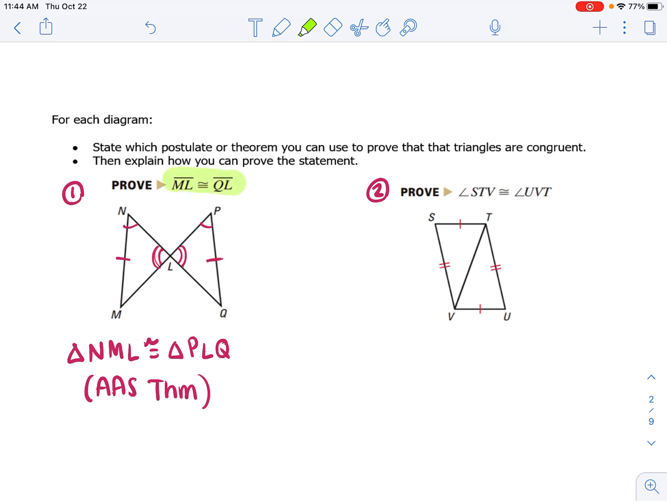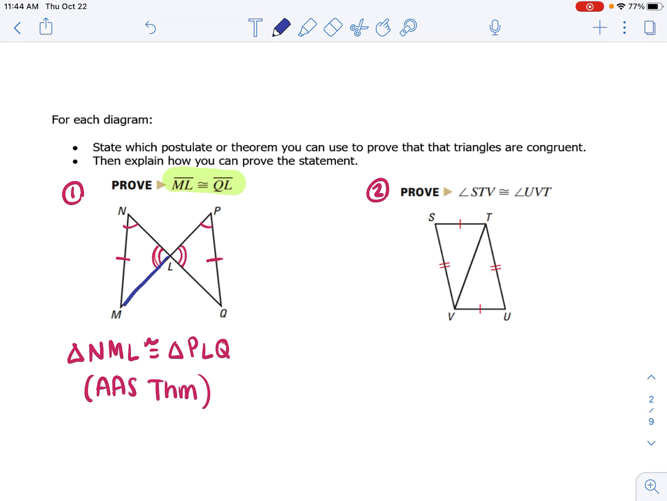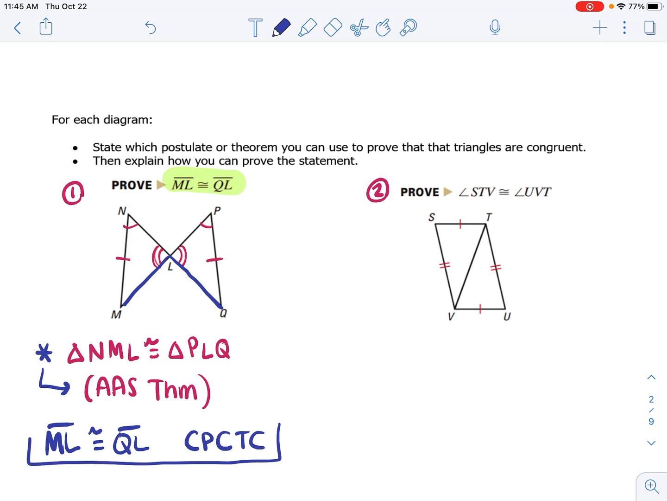Now, how can we prove that ML, this piece, is congruent to QL? Since we know that these triangles are congruent through the angle side theorem, we can prove that ML is congruent to QL because corresponding parts of congruent triangles are congruent. So after we prove triangles congruent, then we can prove every other corresponding part in those triangles are congruent.